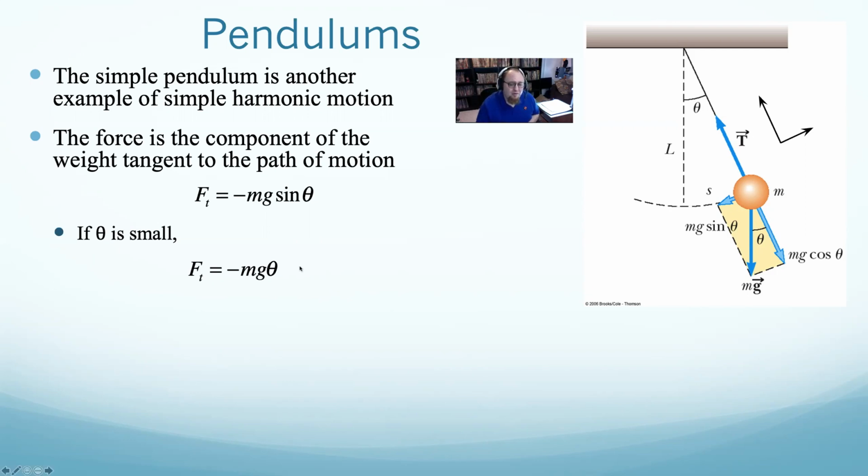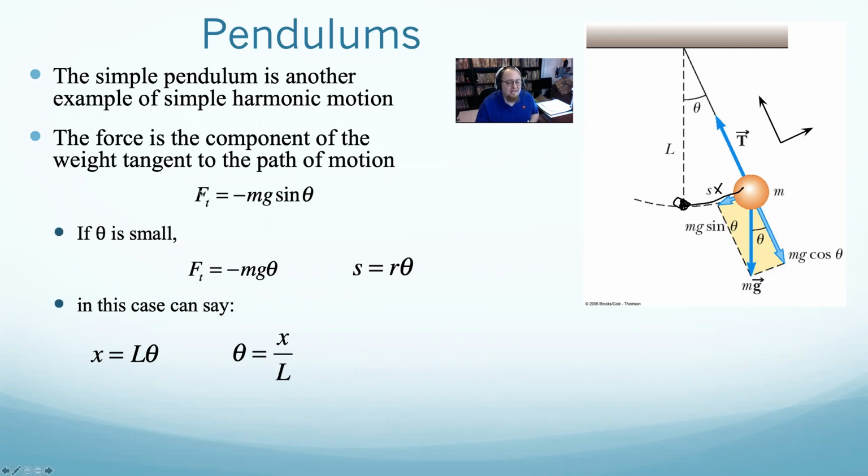Now, keep in mind, we have a definition for arc length. Arc length equals L theta. And so what I can say is that in this case, the distance x, how far it is from the equilibrium, is going to be L theta, but L is the length of the pendulum. Which means, rearranging, the angle is x over L. And I'm going to plug that in for theta in my equation right above it. And so that means the force at any point is negative mgx over L. Or to write it differently, the force is negative mg over L times x.